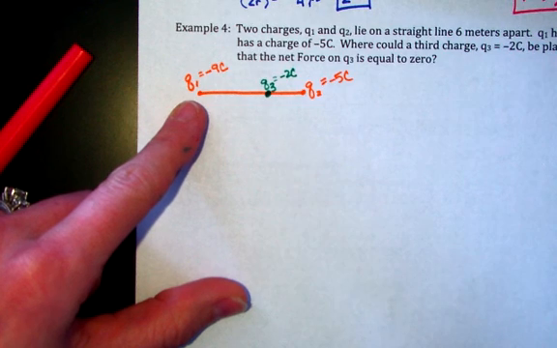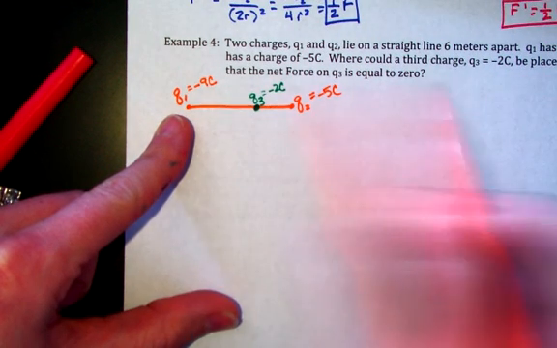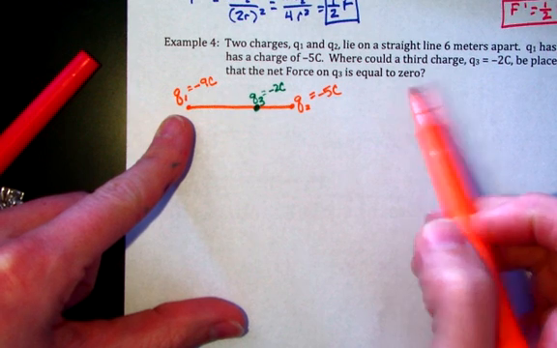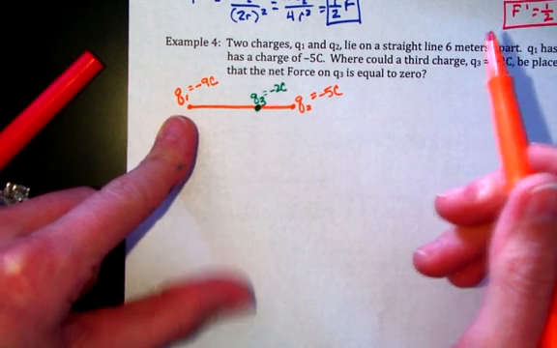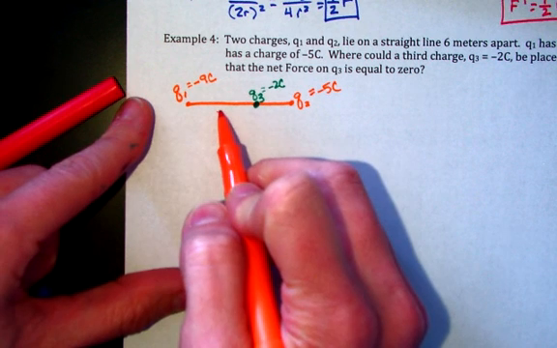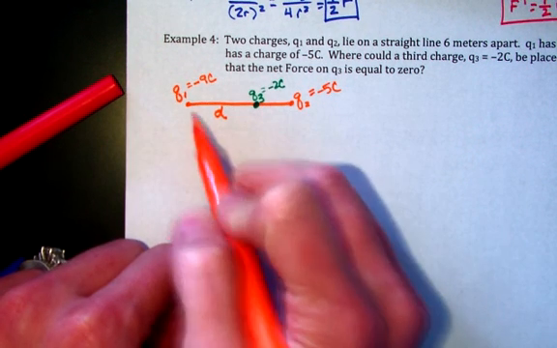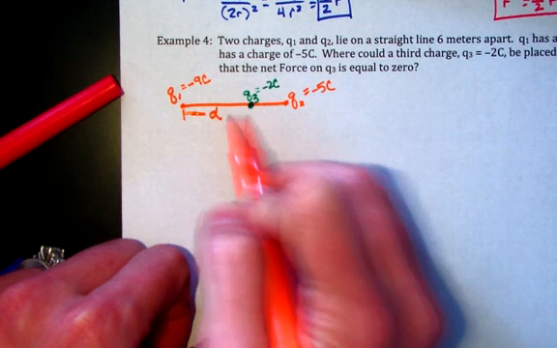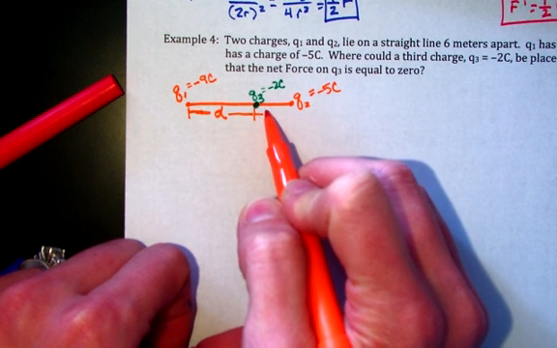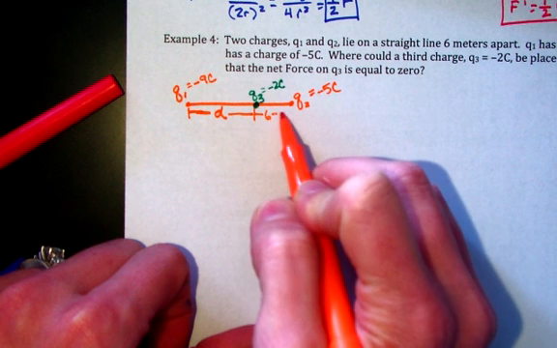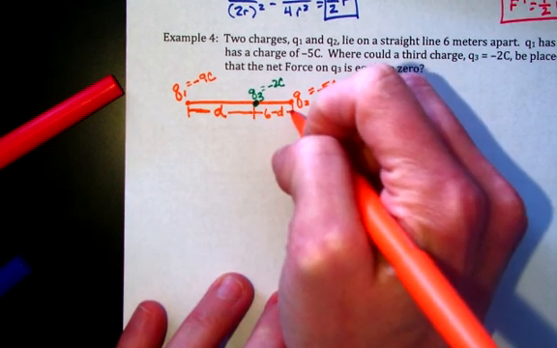We actually don't know, and that's funny because that's what we want to find. We want to figure out where that third charge can be placed so that the net force is equal to 0. If we don't know a distance, what is a good representative for that? D for distance, you bet. All right, so we're going to make this D, which makes this, what is this distance then? 6 minus D. Good? Okay.